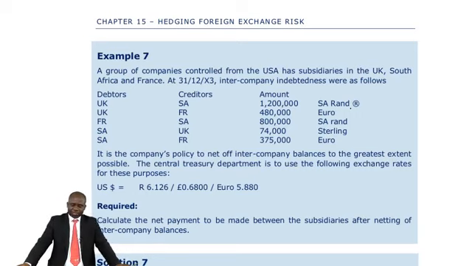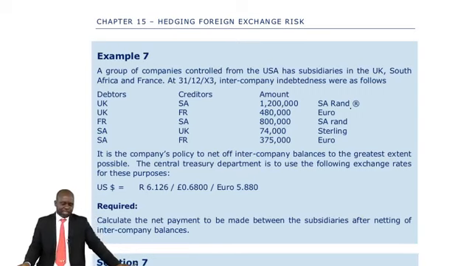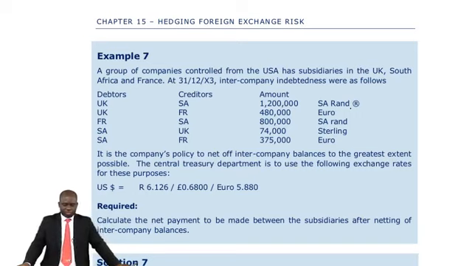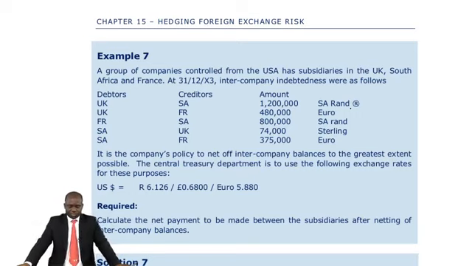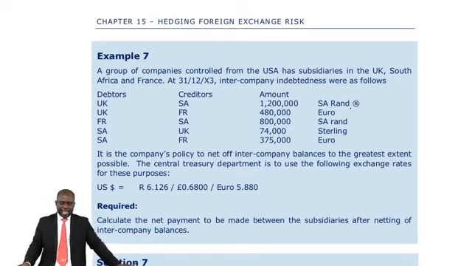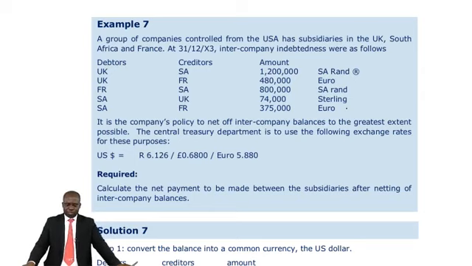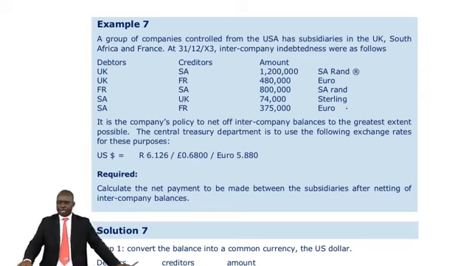The Central Treasury Department is to use the following exchange rate for these purposes: US dollar 6.126 rand, 0.6800 pounds, euro 5.880. Calculate the net payment to be made between the subsidiaries after netting off intercompany balances.